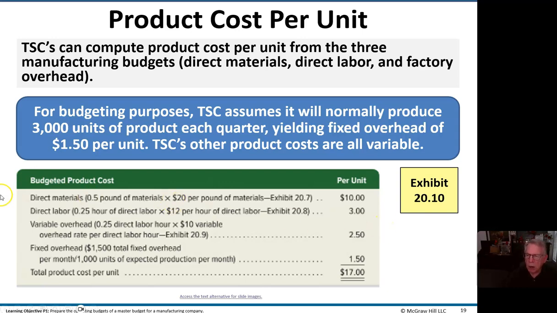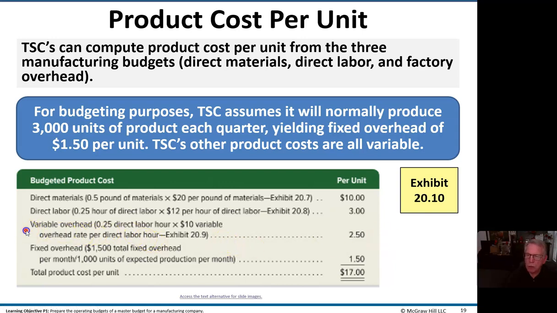So here we're going to look at the budgeted product cost. The direct materials was a half a pound of materials per unit at $20 per pound. That's going to give us $10 of direct materials per unit, which we just calculated. Direct labor was a quarter of an hour of direct labor times $12 per hour, or $3 per unit.